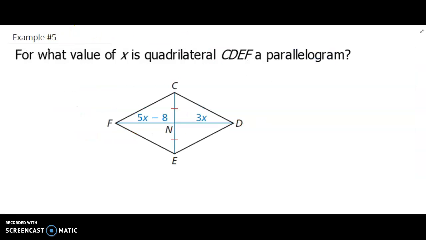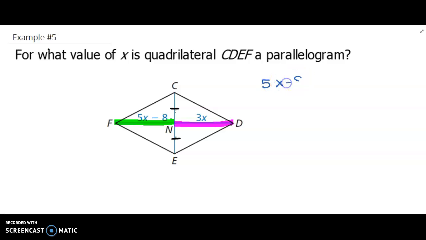All right, in example 5, notice we're looking at the diagonals here. So we're going to use the parallelogram diagonals converse, which basically says if both diagonals bisect each other, then it's a parallelogram. Well, it's already given to me that FD bisects CE because these two are equal. So now all I need to show is that this here is equal to this here, which would mean that this is a parallelogram by the parallelogram diagonals converse theorem.